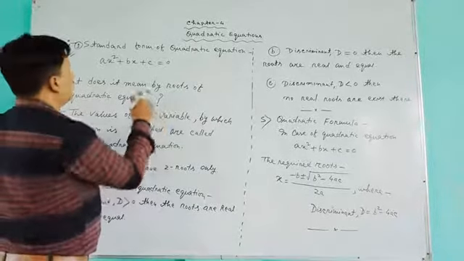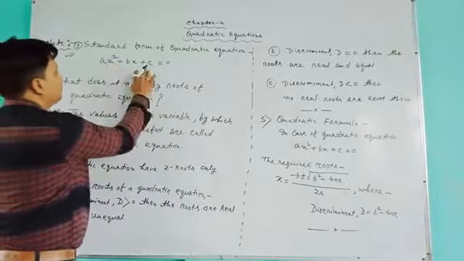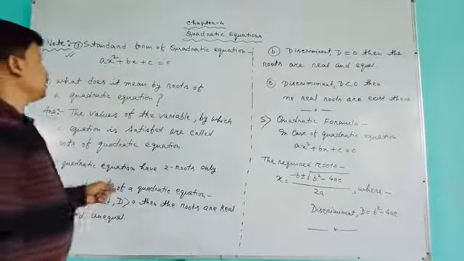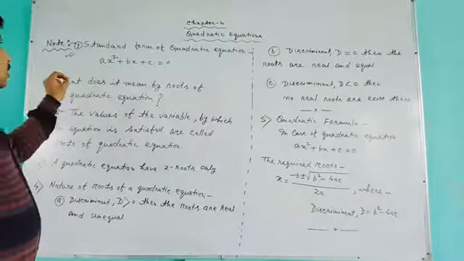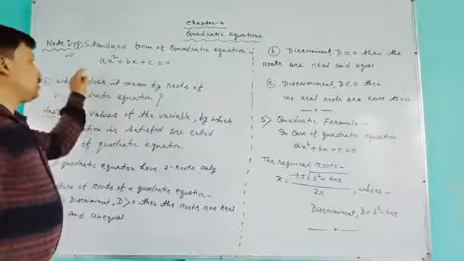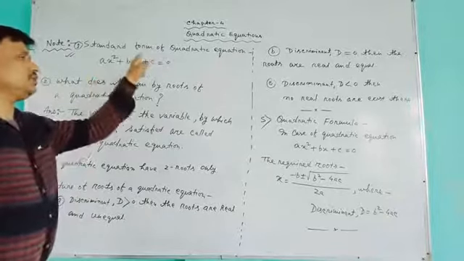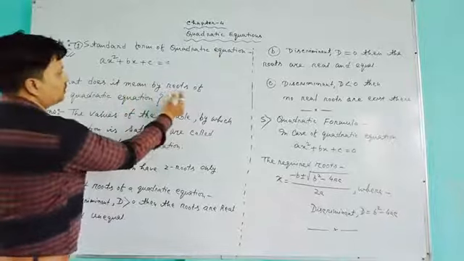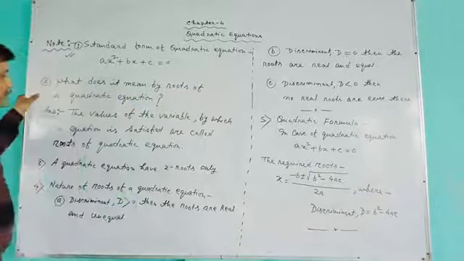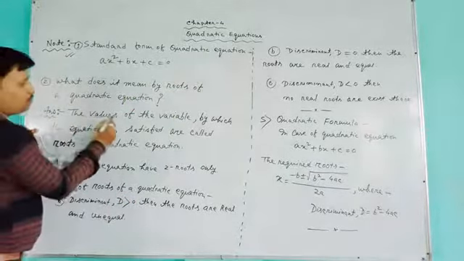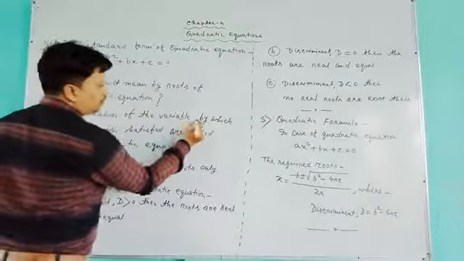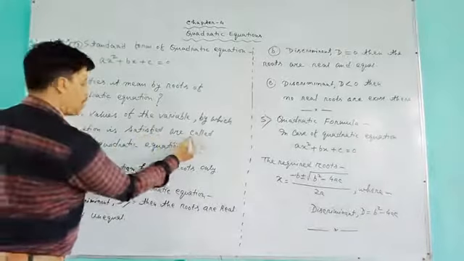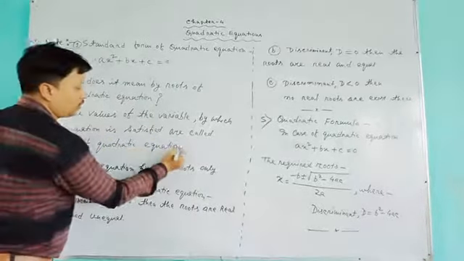Satisfied means when you put the value of the variable in the left hand side, the left hand side is equal to the right hand side. That is called satisfied. So what does it mean by roots of the quadratic equation? The values of the variable by which the equation is satisfied are called roots of the quadratic equation.